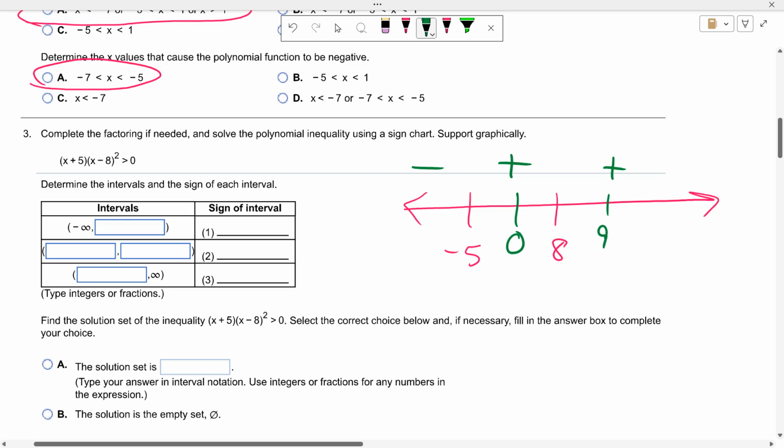Because the fifth power, or -5, is to the first power, and 8 is to the second power, so it should cross at -5 and bounce at 8. All right, so from -infinity to -5, what's happening? Is it positive or negative? It's negative. Then from -5 to +8, what is it? Positive. And then from 8 to infinity, what is it? Positive again. Okay.